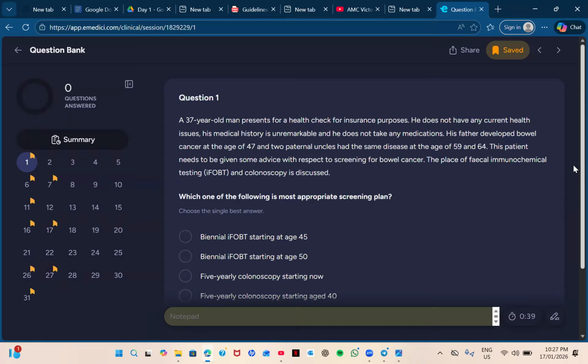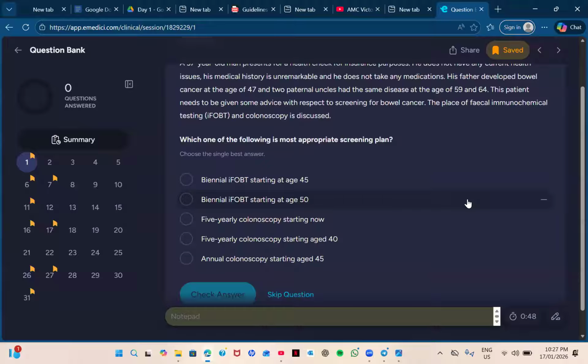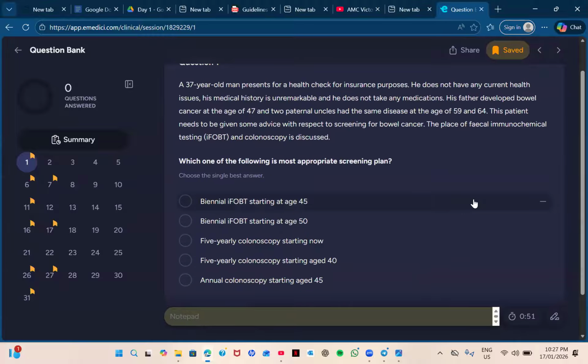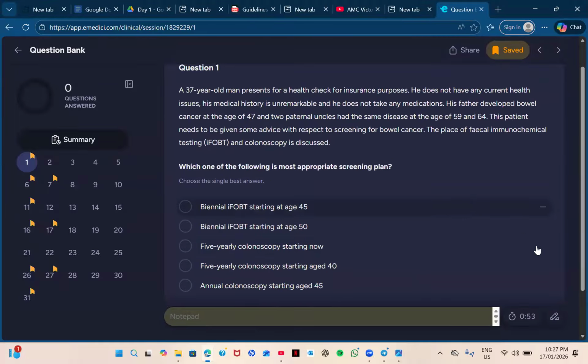The place of fecal immunochemical testing, like iFOBT, and colonoscopy is discussed. Which one of the following is the most appropriate screening plan? So, what is it? Type your answers. Okay, so type your answers. I need the answer A, B, C, D, or E.